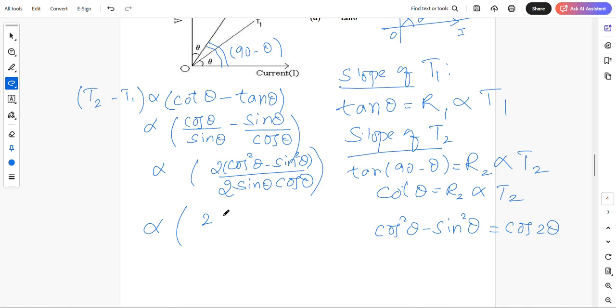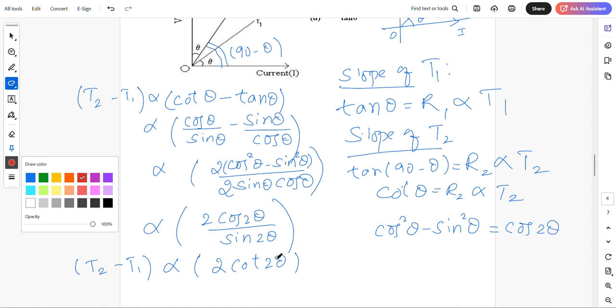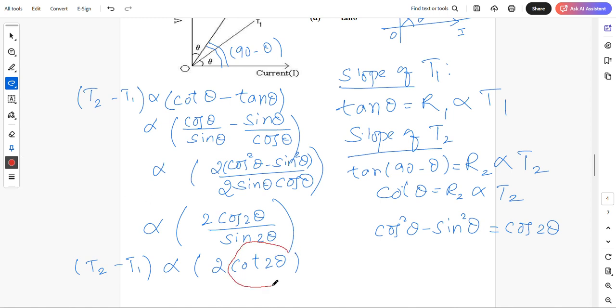So I can write this as cos 2θ divided by 2 sin θ cos θ, which is sin 2θ. That is proportional to cos 2θ by sin 2θ, which is cot 2θ. Therefore, T2 minus T1 is proportional to cot of 2θ, since 2 is constant.